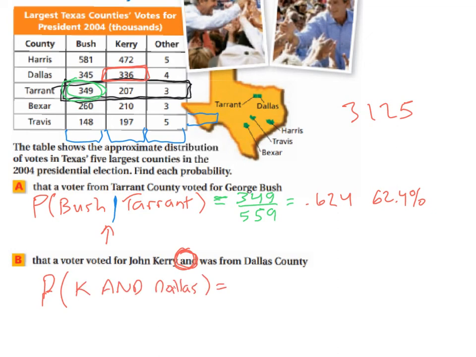So in this case, our probability would look like the probability of Kerry and Dallas. So that's only 336 over 3125, against the total, because it's an and. So anytime you see this and, and there's no given to be found, you have to take the criteria that fits it against the total. So this is 336 over 3125. And again, they're in thousands, so it's 3,125,000. And I get 0.108, I round it up, which is a 10.8% chance.